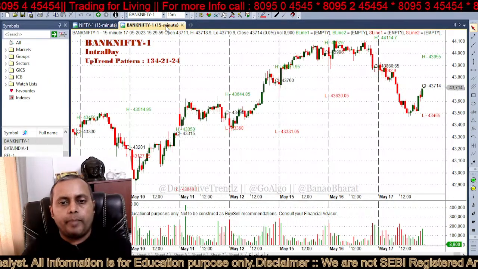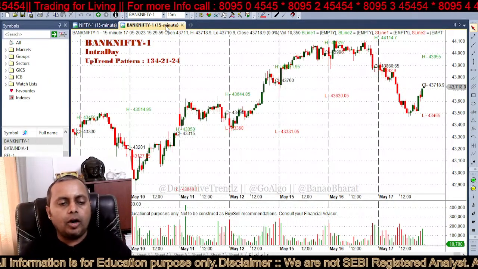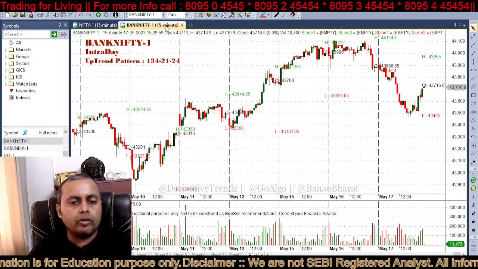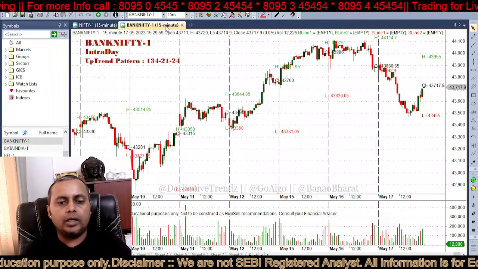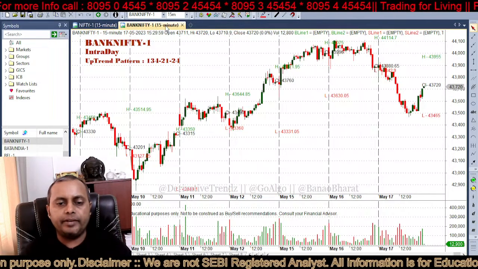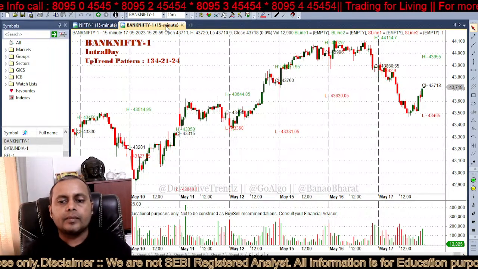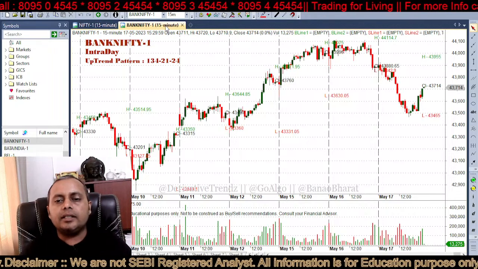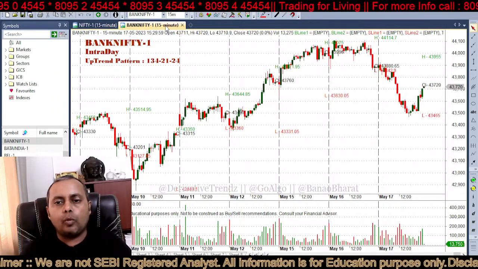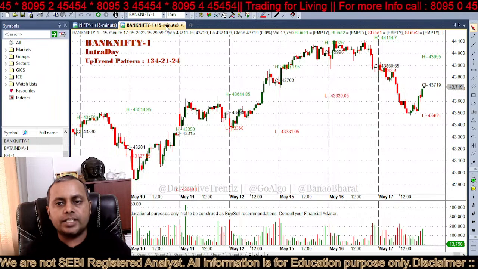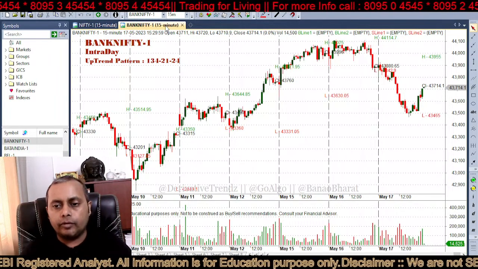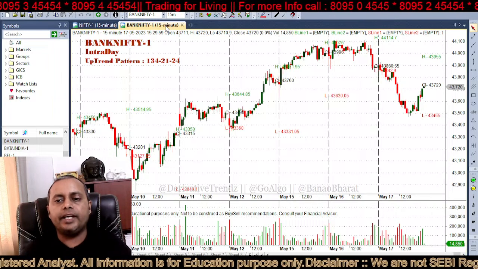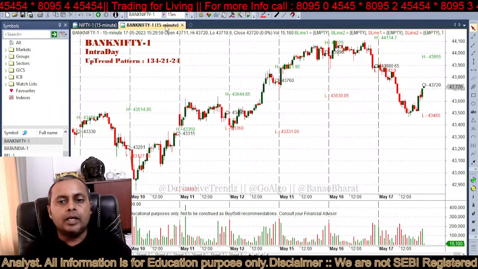This is the chart of Bank Nifty. You can see here on May 10th we were seeing the lows of 42,849, and within the last 7 trading sessions it has made a high of 44,144. That was yesterday, and from there on today we are seeing the levels of 43,465 and now trading at 43,700.